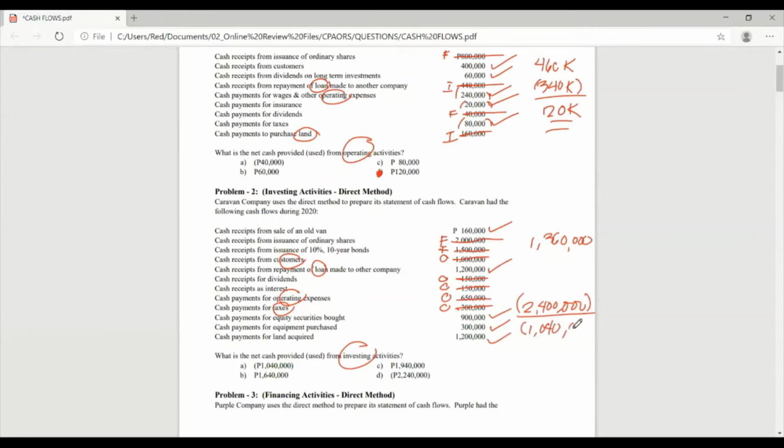1,040,000. So ang sagot natin is letter A. 1,040,000. Okay? So ganun lang, kapag ganito lang yung tinatanong, kapag yung mga net cash provided lang. So mamaya kasi may mga twist na sa problem. Okay.